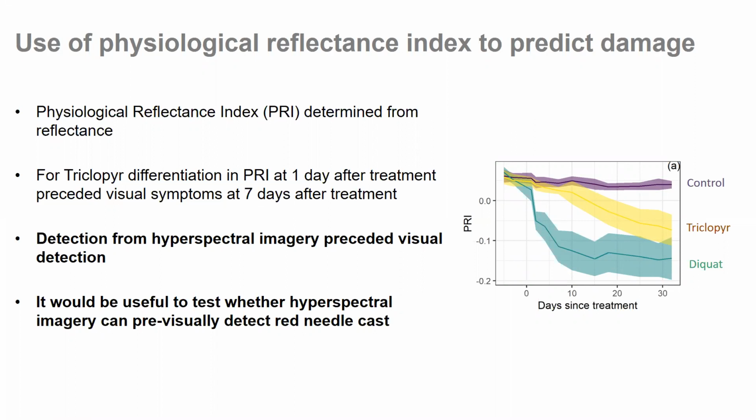One of the most relevant potential applications of this finding in New Zealand forestry would be the pre-visual detection of red needle cast. If this disease could be detected by hyperspectral imagery from, say, a satellite before it appeared and quickly treated, then the impacts on growth may be greatly mitigated.